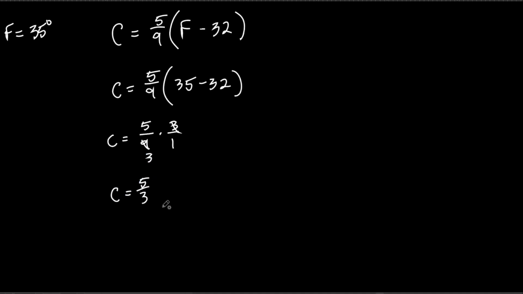In this situation, this is where we want to change it to a decimal, so it makes more sense to us. So what is it? It's 1 and 2/3, or what, 1.6. So if it's 35 degrees outside, which is probably pretty close right now, what is it in Celsius? It's between 1 and 2 degrees Celsius. That's how you do it.